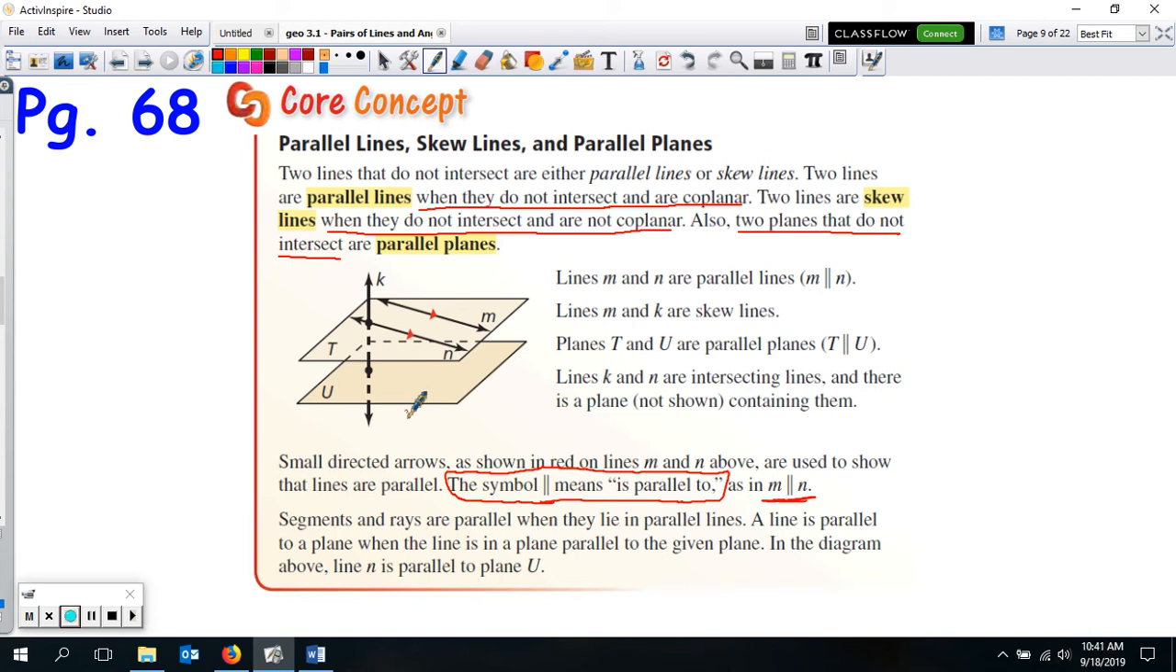They're not intersecting. And a symbol that you want to be familiar with is the parallel symbol right here, which means "is parallel to," so it's like M is parallel to N. Line M is parallel to line N. Or on the planes, T is parallel to U. So it's just a shorthand way of writing the words "is parallel to." You can just write these symbols.